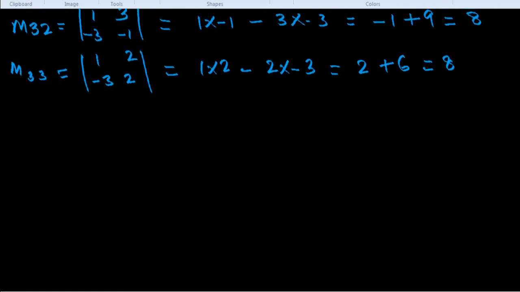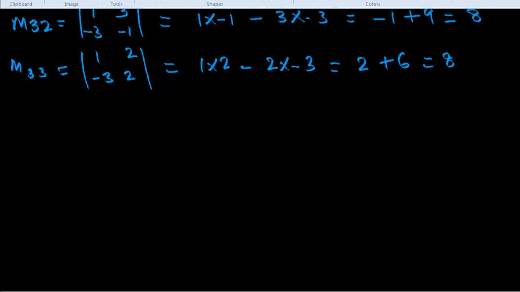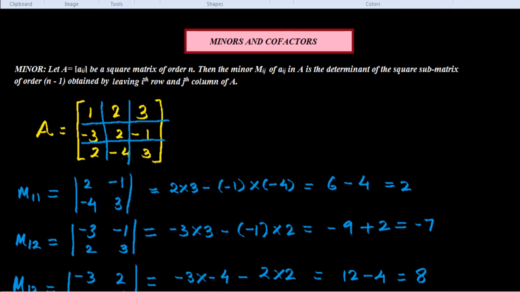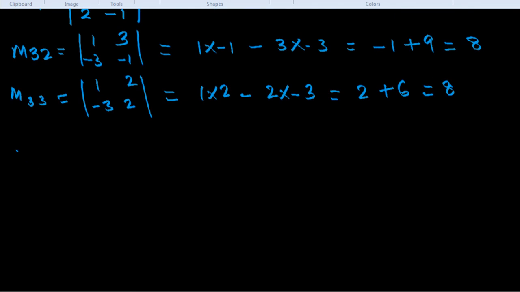Now through these minors, if we have to find out the value of the determinant of matrix A, how do we get this? You see here, it is a matrix A, and we have to use the sign convention approach for this: positive, negative, positive, negative, positive, negative, and positive, negative, positive. The alternate signs. So if we have to find out the value of the determinant, we have to follow this sign convention through the minors.